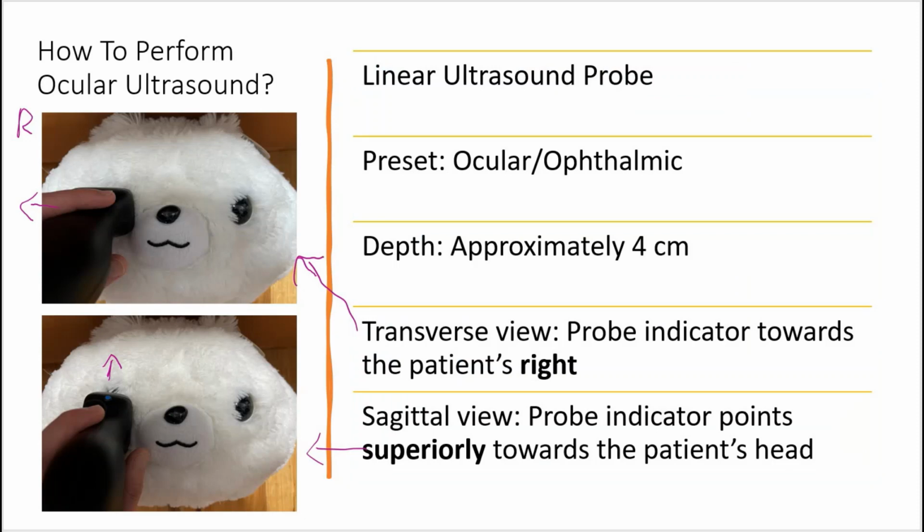To perform the ocular ultrasound, you want to use a linear ultrasound probe, since that gives you a good view of the superficial structures. And the preset, set it to ocular or ophthalmic. And the depth is approximately 4 centimeters deep.